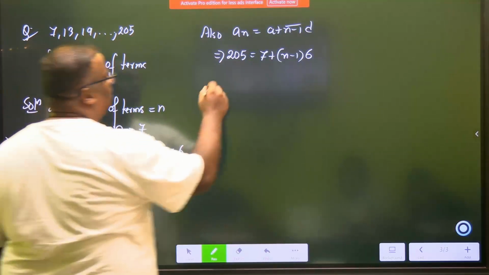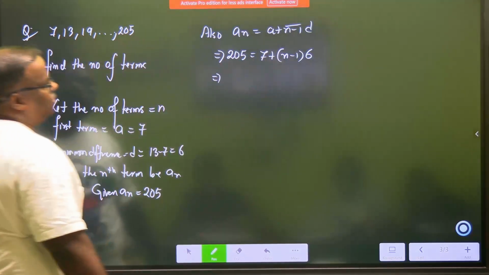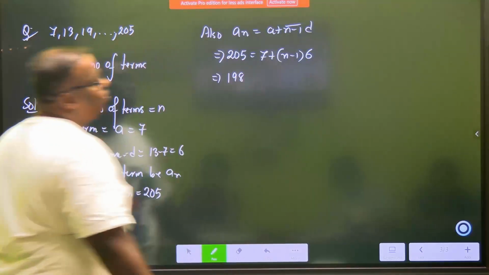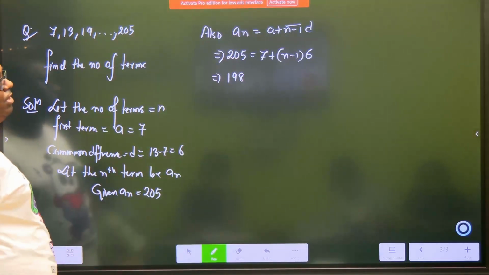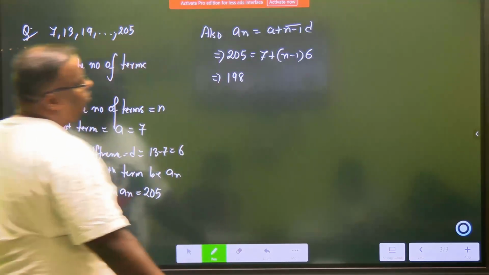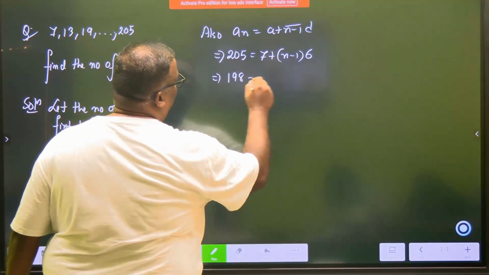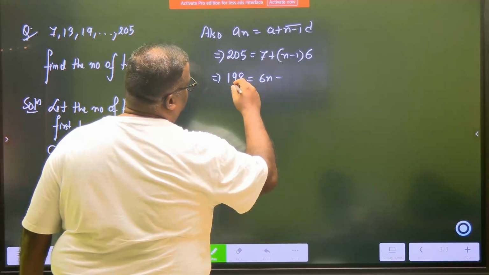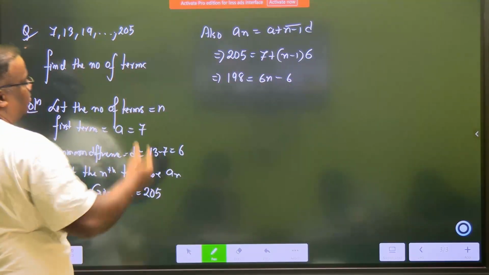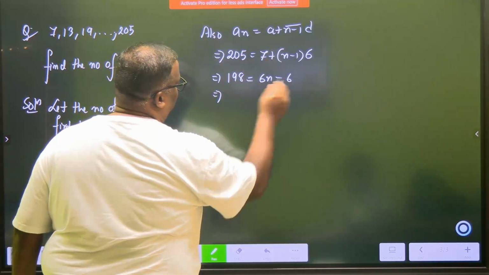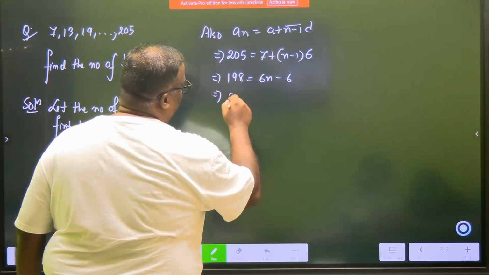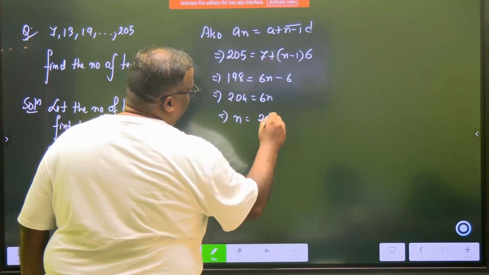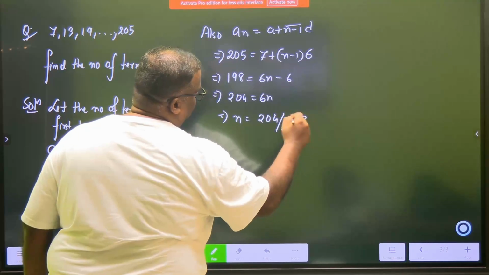So let's solve it. 205 minus 7. It will become how much? 198. Yes or no? 198 plus 7 is 205. 6 times n minus 1 is equal to 6n minus 6. Right? So you add 6 with it. So it becomes 204 is equal to 6n. So n is equal to 204 by 6. 6 3s are 18.